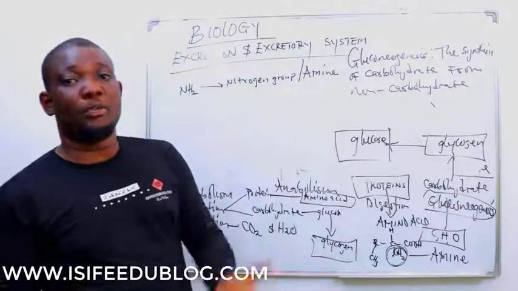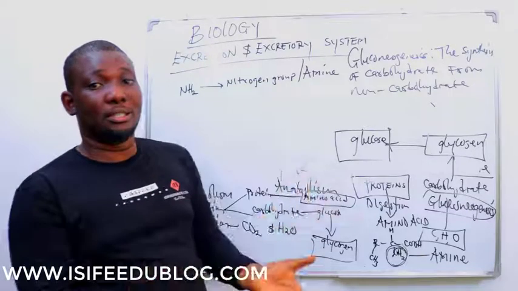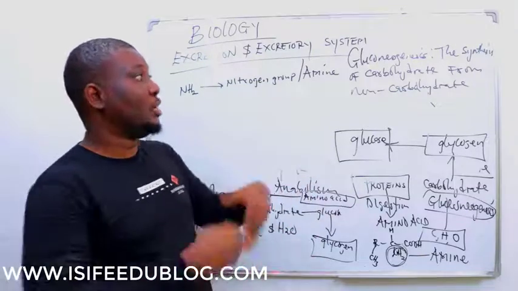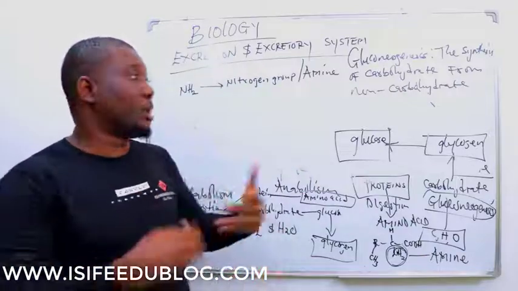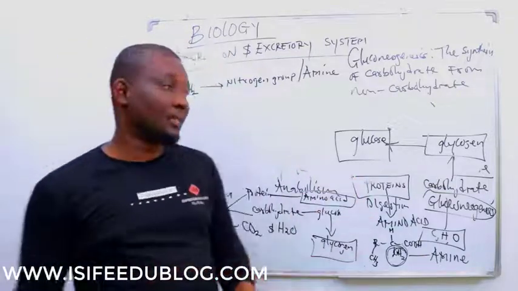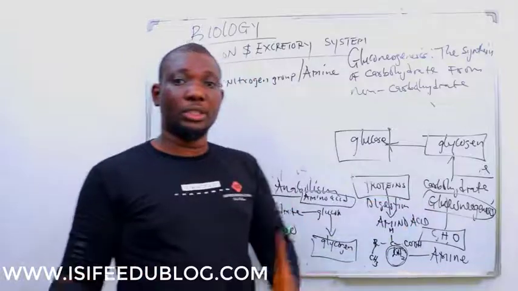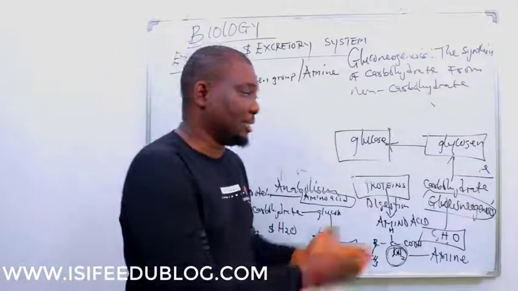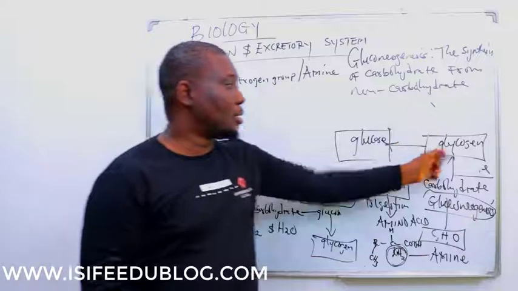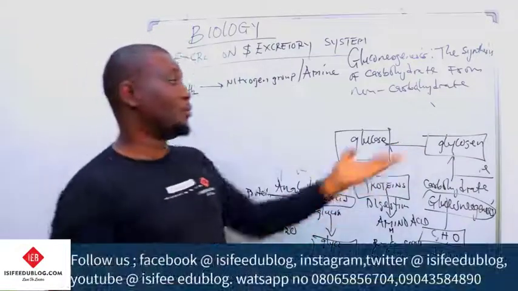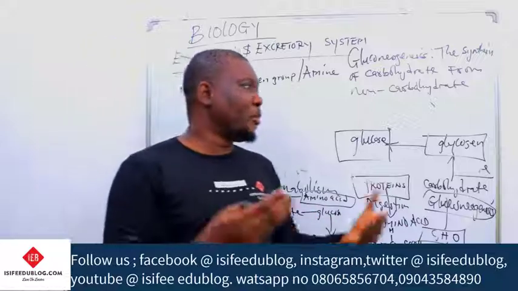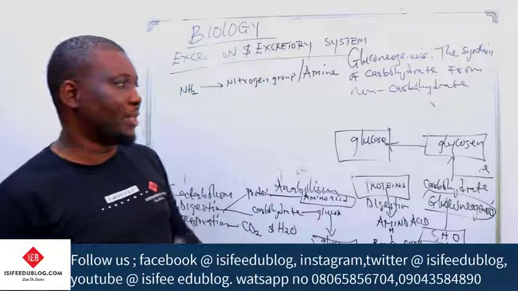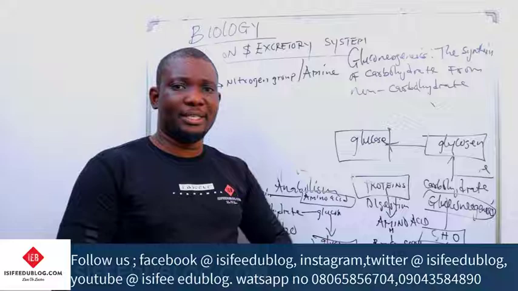After the deamination, the remaining carbon fragment, which is carbon, hydrogen, and oxygen, is then converted to carbohydrates. The process of converting or synthesizing, making carbohydrate from something that is not carbohydrate, is called gluconeogenesis. After gluconeogenesis, the carbohydrate so formed is converted to the storage form of carbohydrate, which is called glycogen.